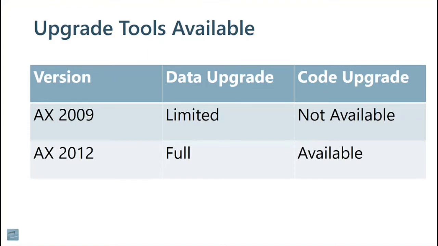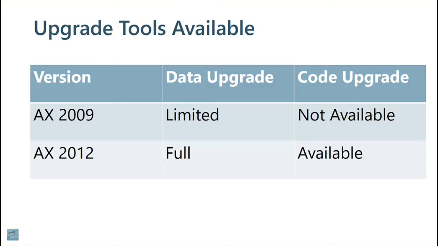Next, just want to talk through the upgrade tools, basically, that are available or that Microsoft is providing. So I've got a table on the screen there that gives you a pretty quick and brief overview of it. So for AX 2009, the data upgrade that's available is limited. And what does that mean?